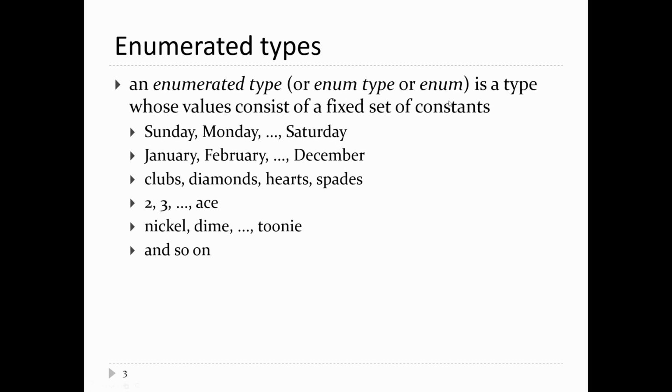So when you go to implement something like the days of the week or the months of the year, you should consider using what's called an enumerated type. An enumerated type is just a type whose values consist of a fixed set of constants. And all of those things there, you can argue, some more successfully than others, they all represent fixed sets of constants.